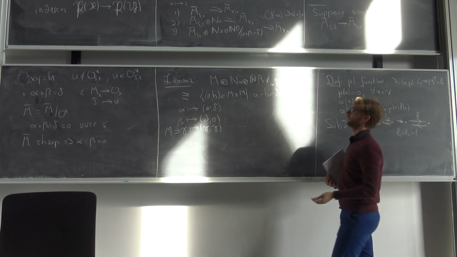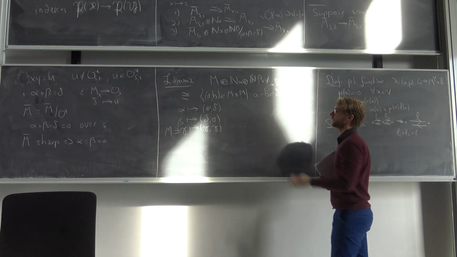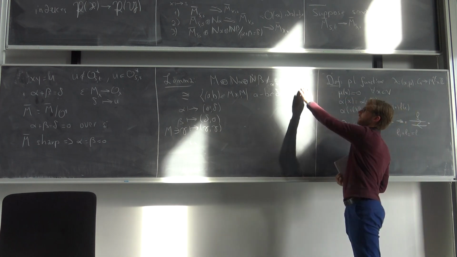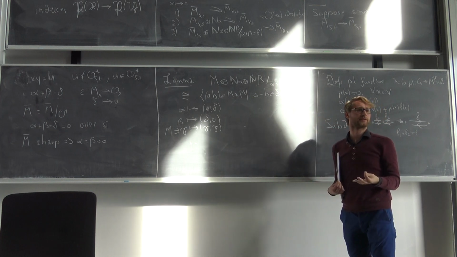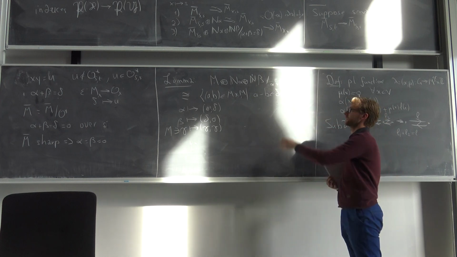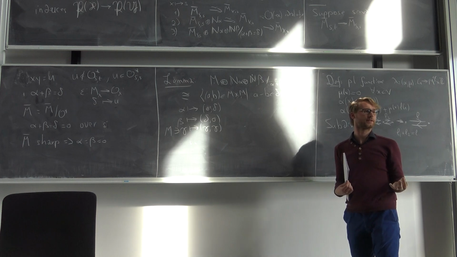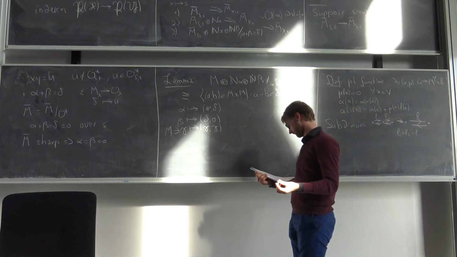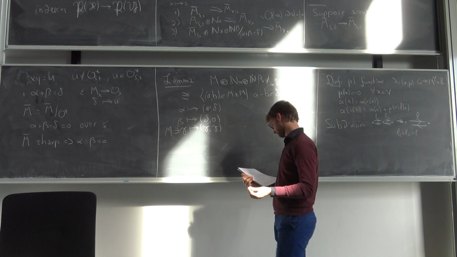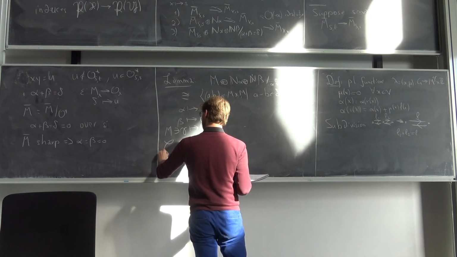So what does this say? This explains what kind of functions you can have on a node in the log smooth case, and this explains what you can have on an edge in the tropical sense. So there's a corollary of this.